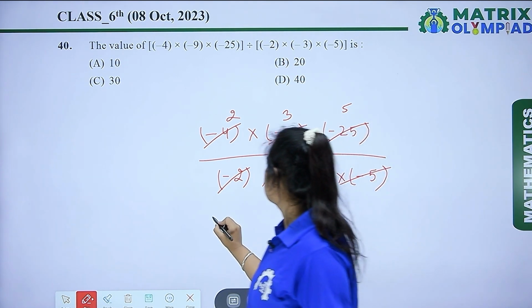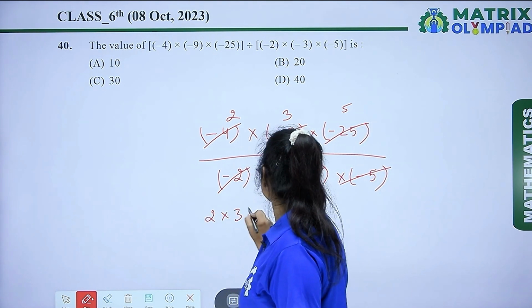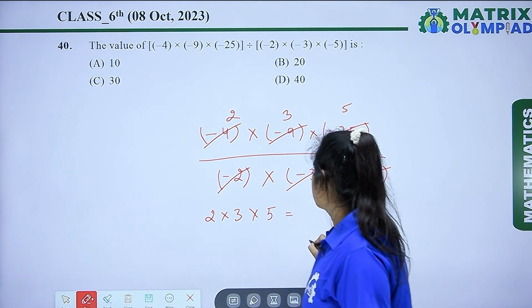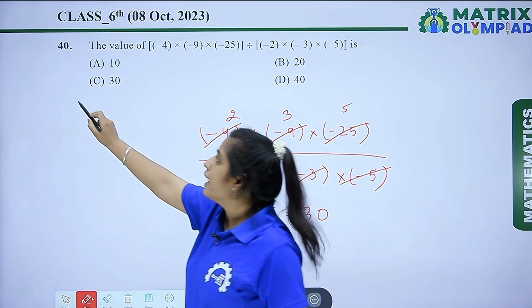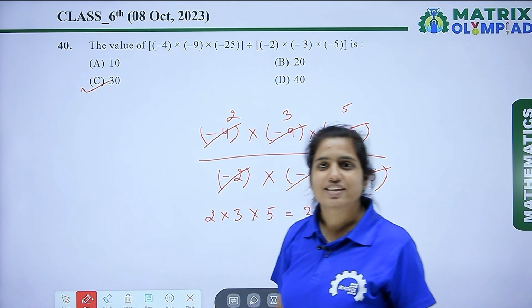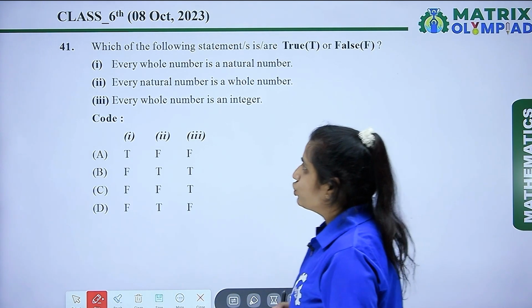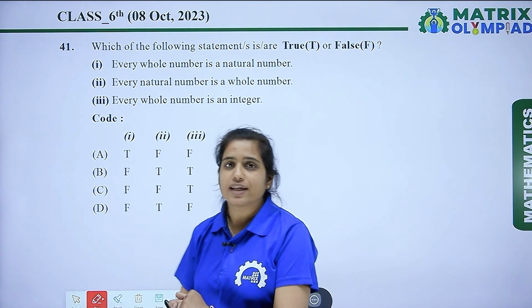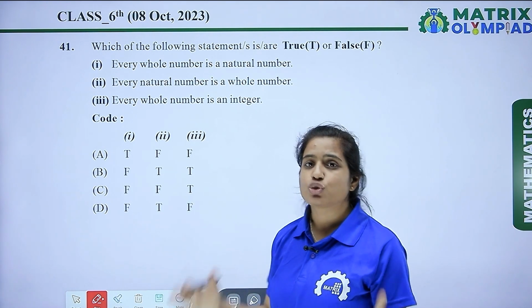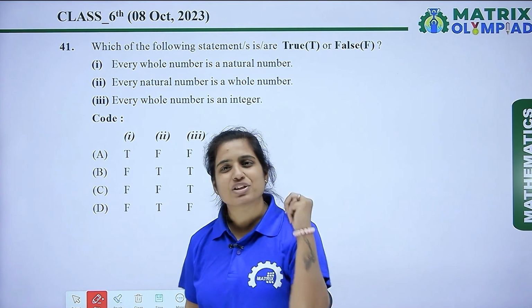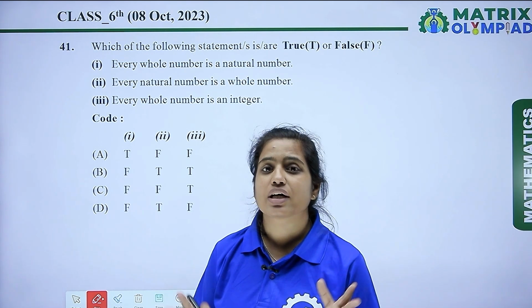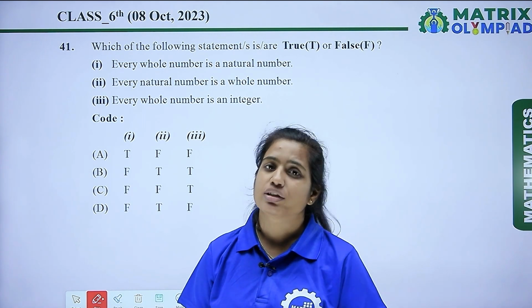So our answer is 2 multiplied by 3 multiplied by 5, that gives us 30. So here the correct answer is option C, 30. Question 41. In this question we have to find out which statement is true and which statement is false. So here out of 3 statements we have to find out the correct statement and the false statement.